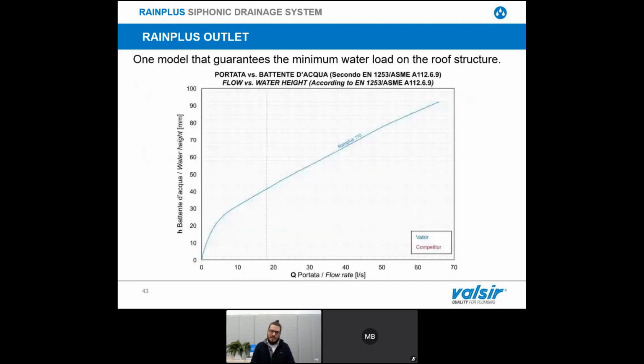As you can see, this is the curve of the water demand of our outlet. According to the flow rate, we need some millimeters of water on the roof for the activation of the Sephonic effect. And if we compare with the same competitor as before, we can see that we always need less water. It means that we are going to have the Sephonic effect sooner and with less water on the roof. So we are going to stress the structure of your building less.